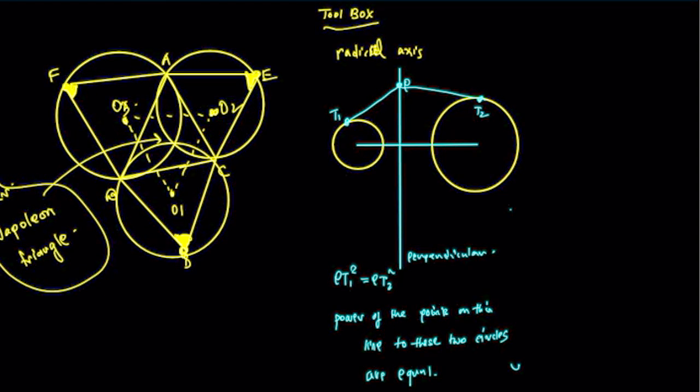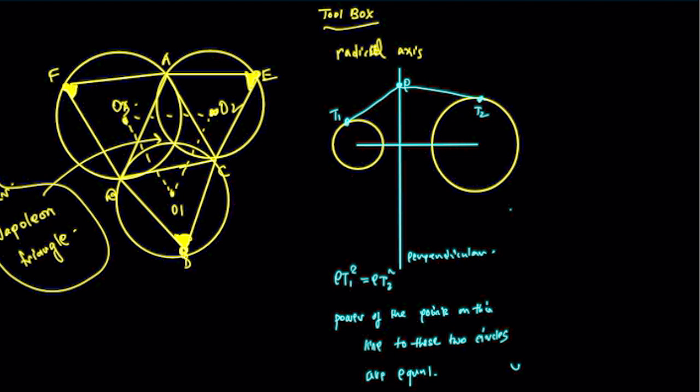So if you attended one of those geometry modules, you would remember that power of a point is just a way of thinking about the distance of a point from a circle. So PT1 square equals PT2 square. That precisely is the definition of radical points on the radical axis.